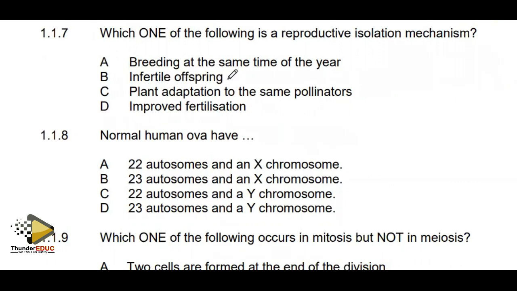Infertile offspring, this one is correct. Plant adaptation to the same, if it is the same pollinating agent, then they can't be isolated. Improved fertilization just increases the ability to bring about fertilization. So the answer is going to be B.